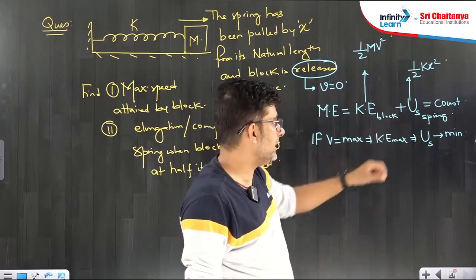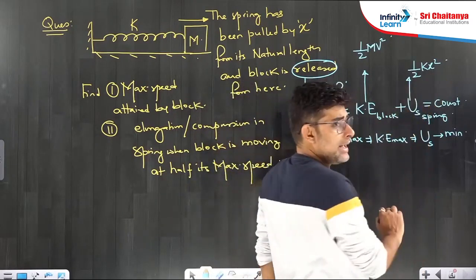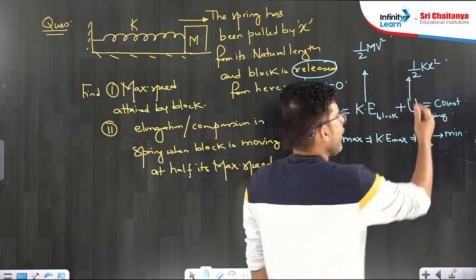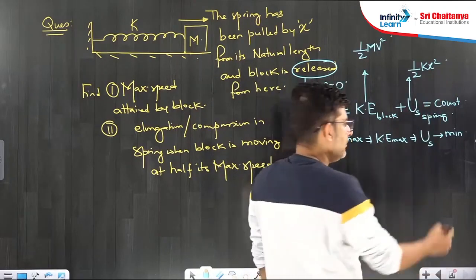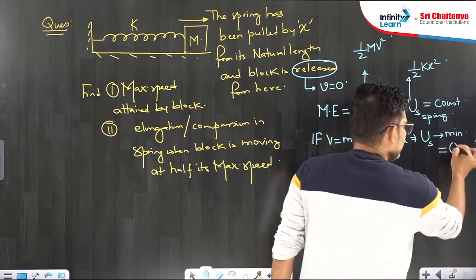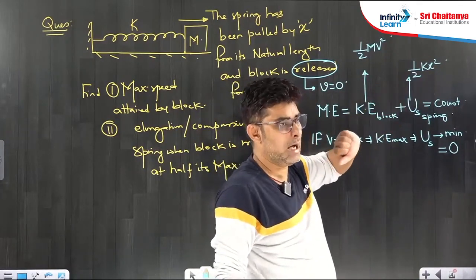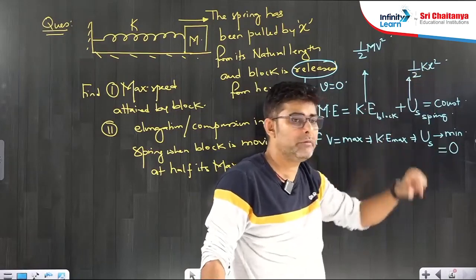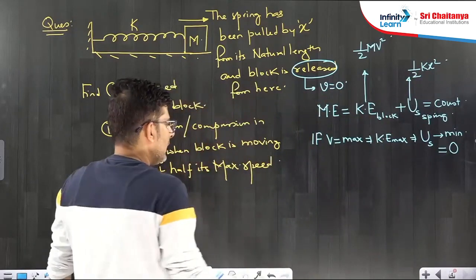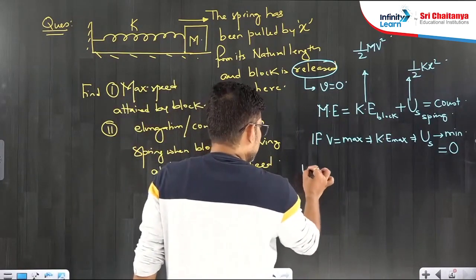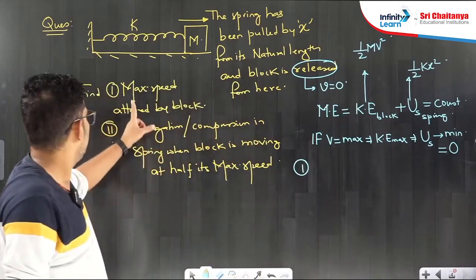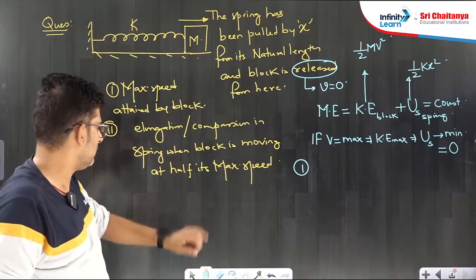So if the other is minimum, half kx square, what is the minimum value of half kx square? The minimum value of half kx square is 0, because half kx square cannot be negative. So now if you see the first case, they are asking the maximum speed attained by the block.